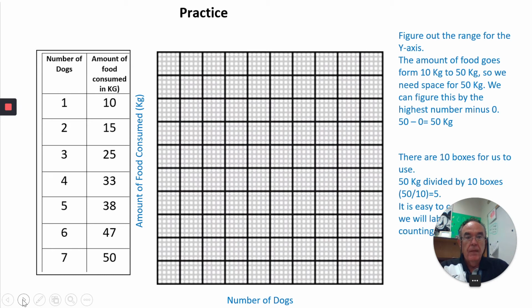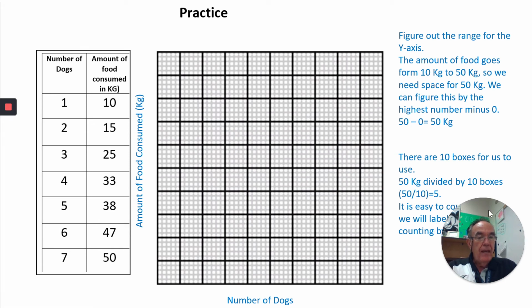Now we need to figure out how to number the y-axis. Well, we do it the same way. We take the biggest number minus 0, which is 50 kilograms. There's 50 kilograms that we need to spread out over our 10 boxes. Well, 50 divided by 10 is 5. 5 is an easy number to count by. It's not like 0.7. So we're going to count by 5: 0, 5, 10, 15, 20, 25, 30, 35, 40, 45, 50. Now we've used up as much of the graph paper as it makes sense.